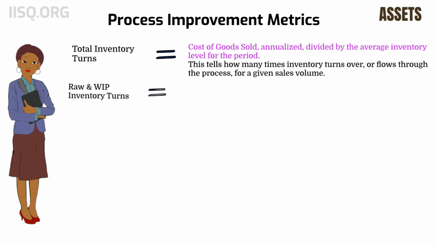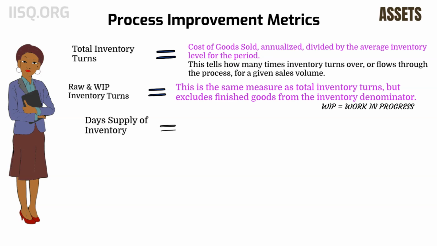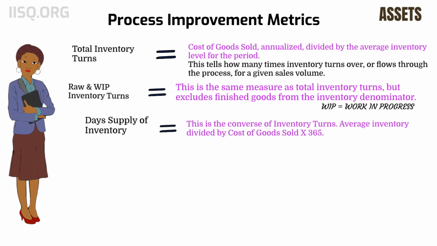Raw and WIP inventory turns. This is the same measure as total inventory turns, but excludes finished goods from the inventory denominator. Days supply of inventory. This is the converse of inventory turns. This equals average inventory divided by cost of goods sold times 365.